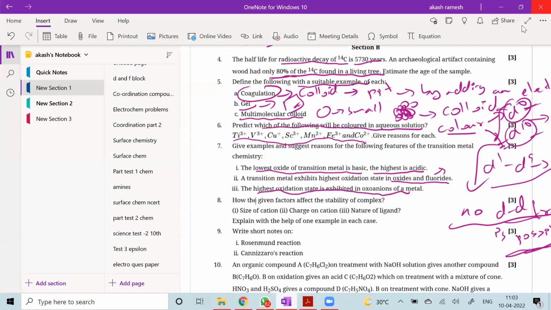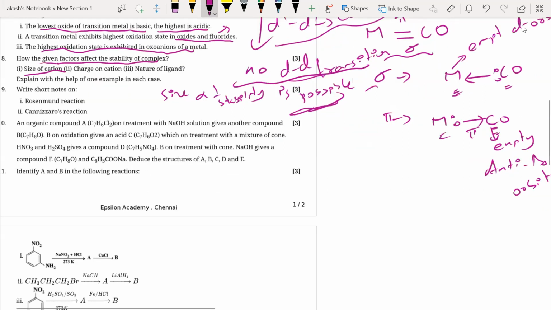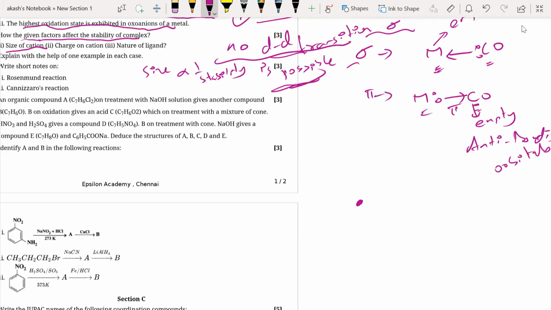Okay, next one, how the given factors affect the stability of the complex. Now we know size of the cation. Please understand, size and stability are inversely proportional for a coordination complex. Now it is very easy to understand, right? Say when I have a very small cation, it can be easily surrounded by the ligands. But if I have a big cation like this, surrounding them will be very, very difficult.